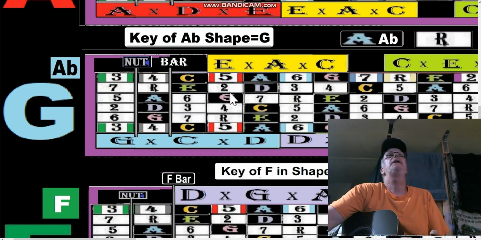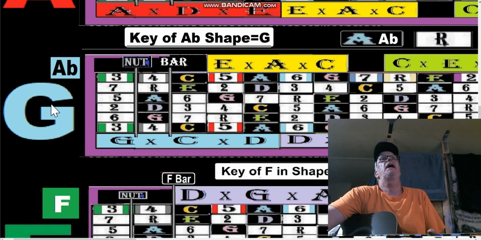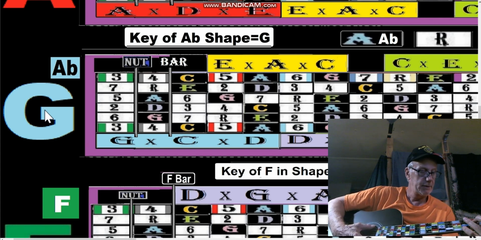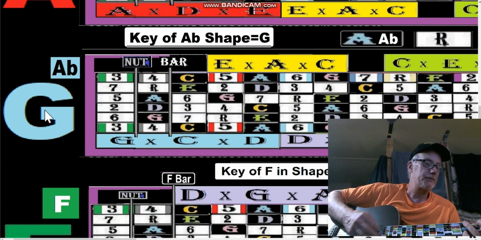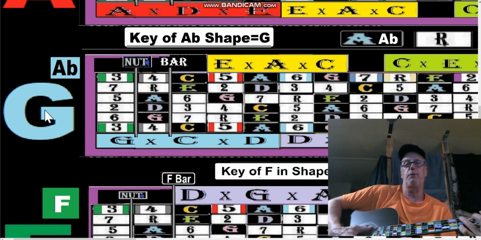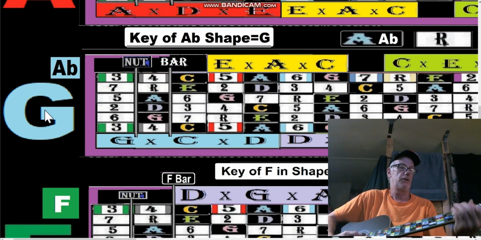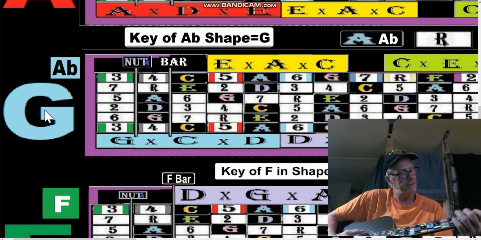We're playing an A flat. We're studying how to play an A flat in the G shape, which means we're just going to bring that whole G shape up. But you don't have to barre it and be miserable. We can do the diatonic and the pentatonic. So it's going to be like this.